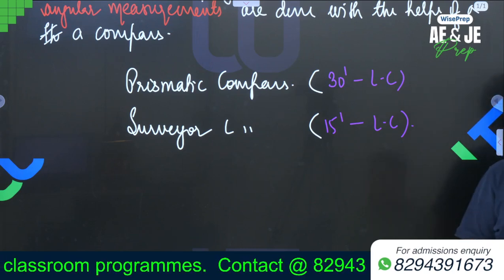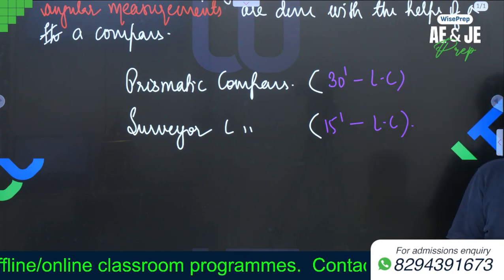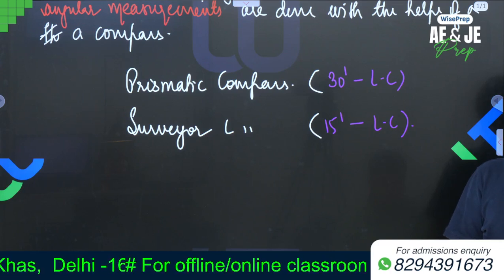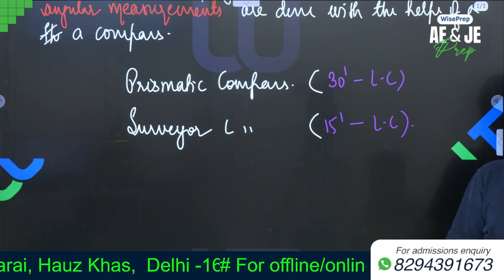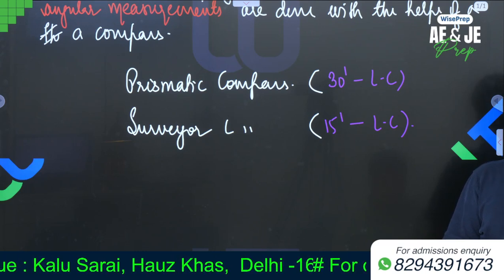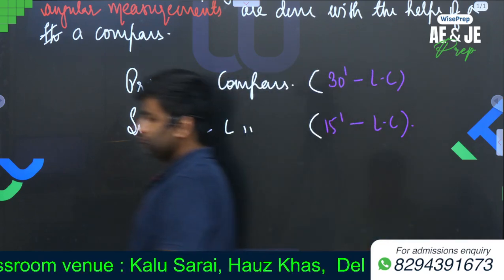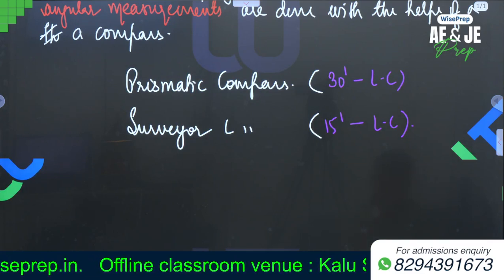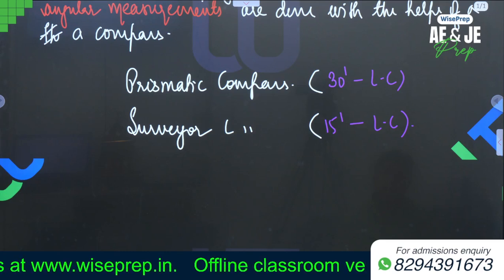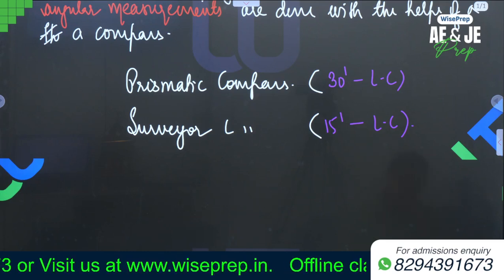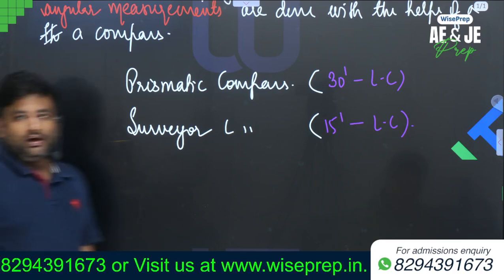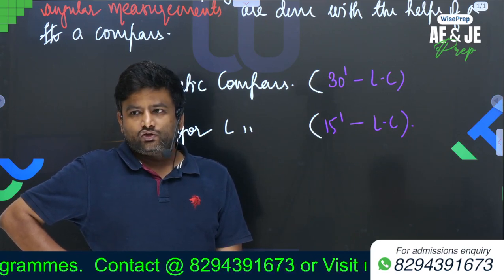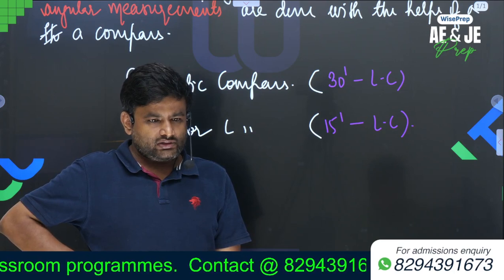All right, write down. Use multiple pens, blue, red, green, so that the important points can be differentiated. Written. Now write down instruments used for the measurement of angles.